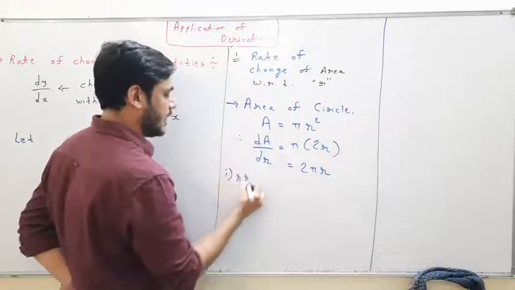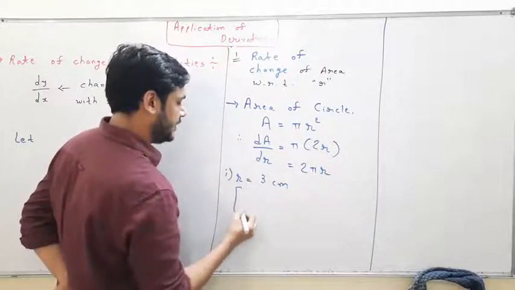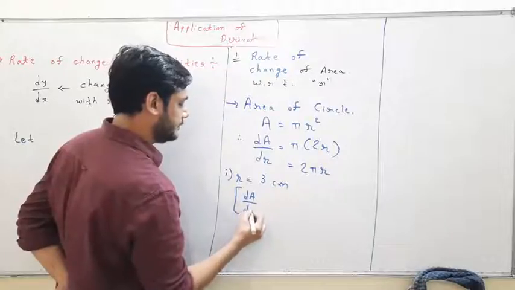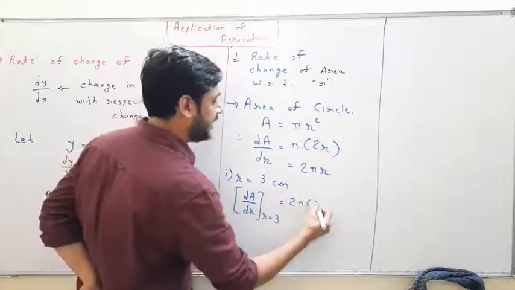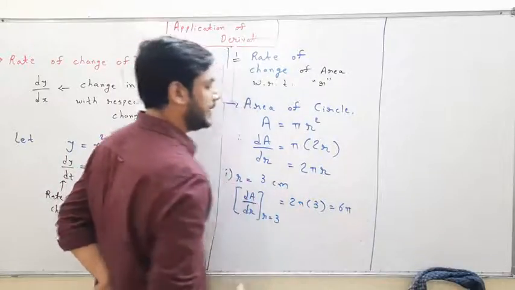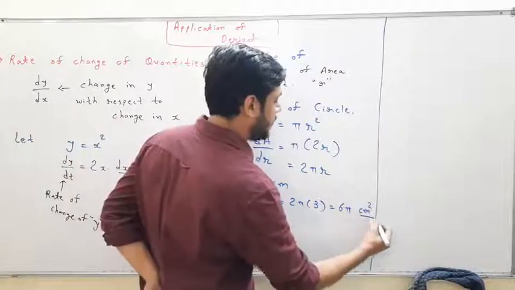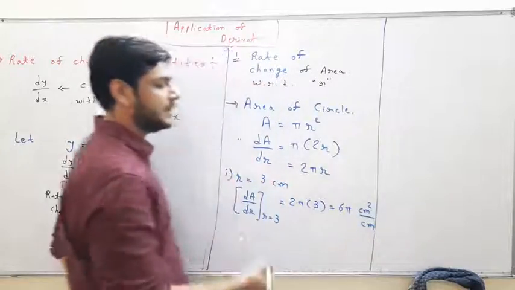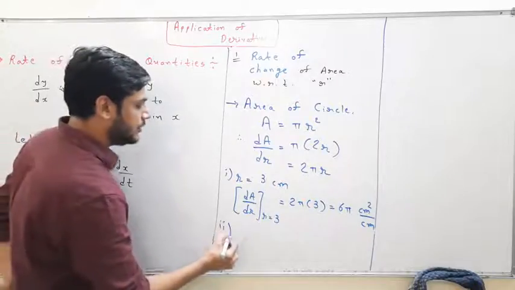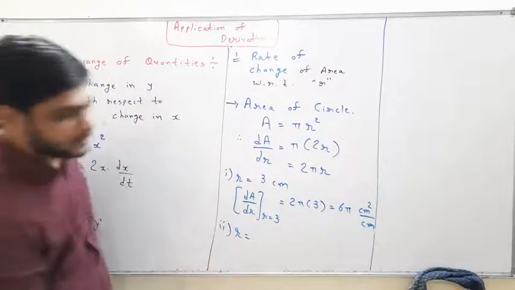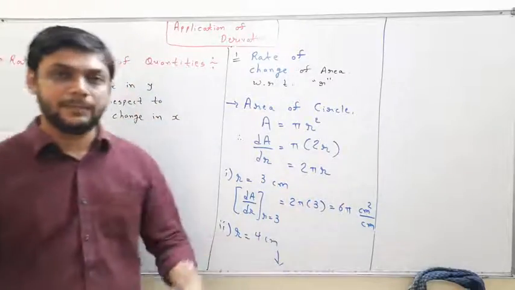Now first, r is given as 3 cm. So dA by dr at r is equal to 3 is equal to 2 pi into 3, so that is 6 pi. The unit of dA by dr is centimeter square for A and centimeter for r, so centimeter square by centimeter, or you can write centimeter also. Second, put the value r is equal to 4 centimeter. So the answer will be 4 into 2 pi, so that is 8 pi. Okay.